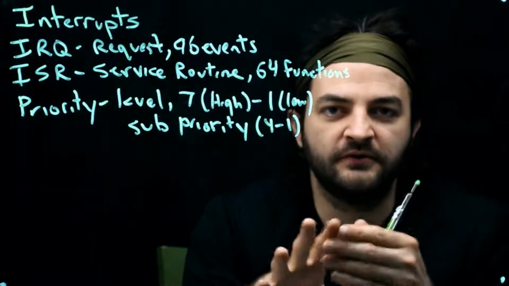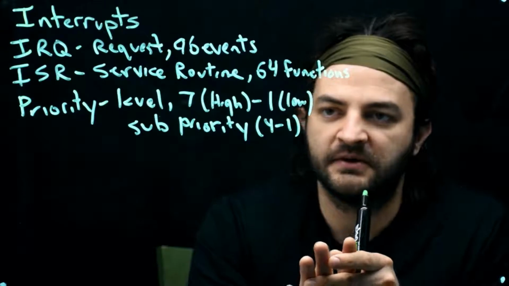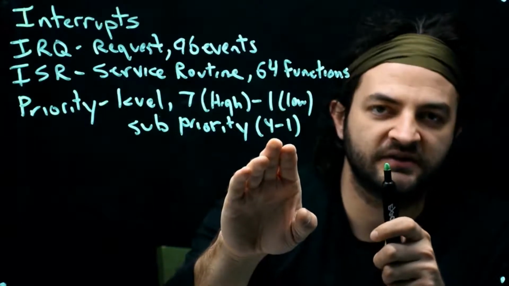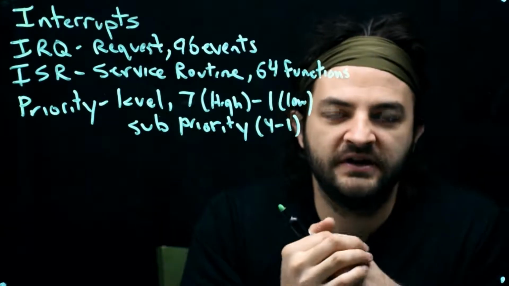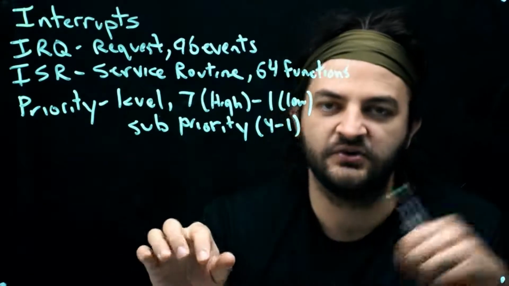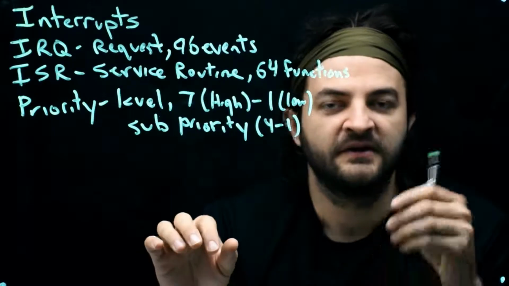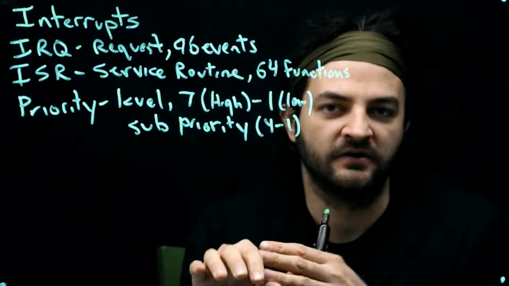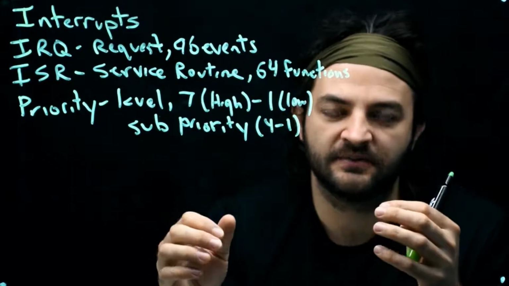Let's say we have 2 level 4s that could occur at the same time, and one is a subpriority 2 and one's a subpriority 3. So if we are in the 4.2, while we're doing the code in the 4.2, a 4.3 occurs. The 4.3 will not interrupt the 4.2. So something of the same level can't interrupt itself.